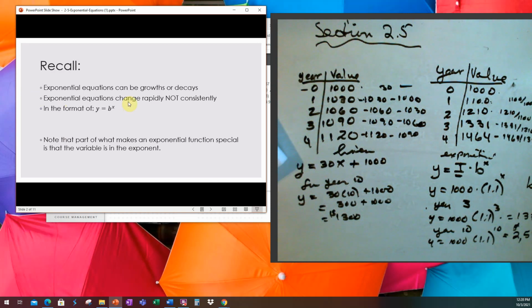So exponential equations change rapidly, not consistently. They change in a patterned way, but they get faster and faster as we go forward. The part that makes the exponential function special is that the variable is in the exponent. And again, this is kind of missing the initial value that you're starting with, but that's okay. The main point is that it's the exponential with some base b.